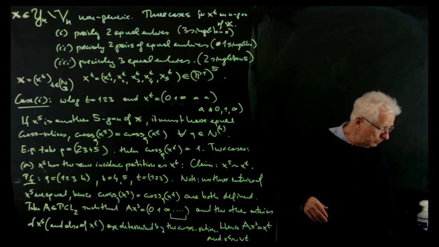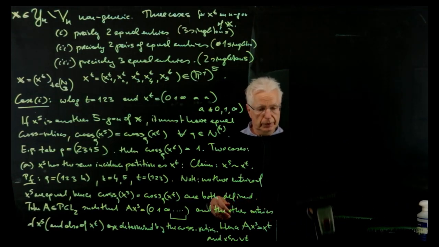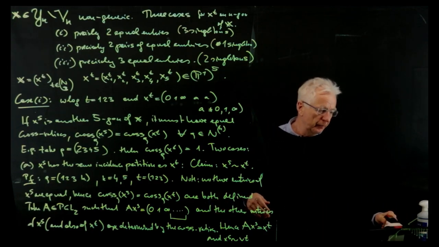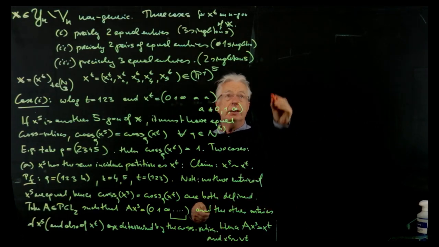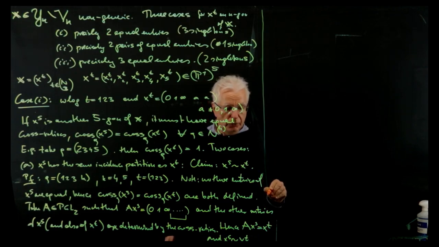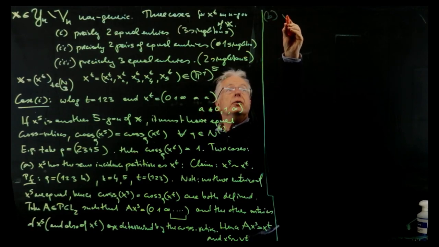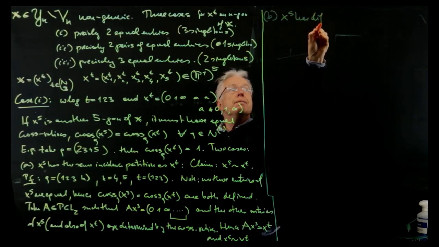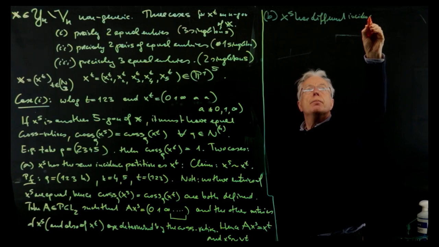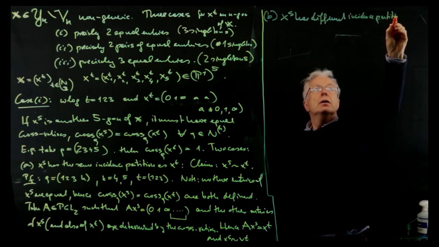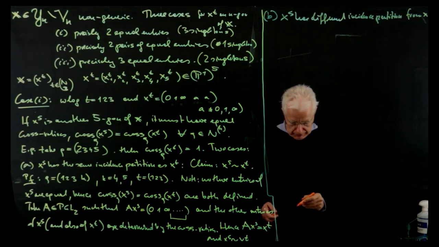So of course, I know already where I want to go. But if you do this the first time without knowing the final objective, then it's not so obvious. So B is the interesting case. Now we assume that the incidence pattern is different. B: XS has a different incidence partition, different from XT.